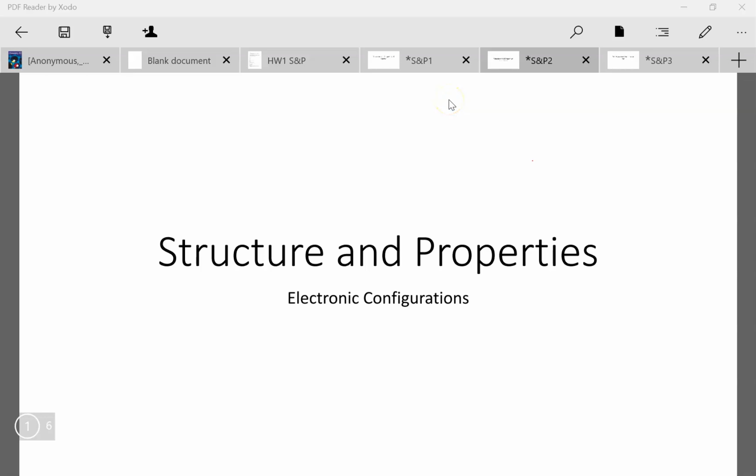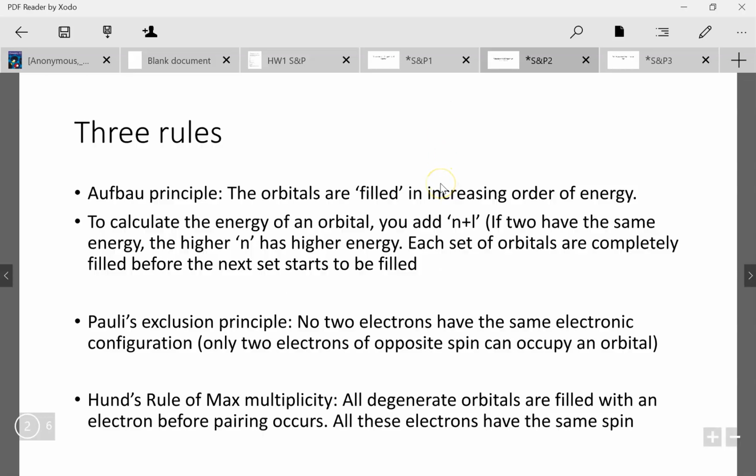Okay, so in this video we're going to go over how to properly write electronic configurations for atoms. In order to properly write them, you need to know three different rules. I'm not going to ask you to state any of those rules, but you will have to be applying those rules in order to do the correct electronic configuration.